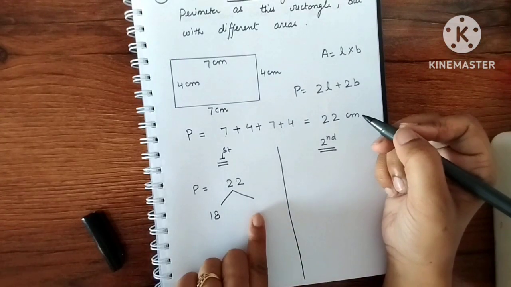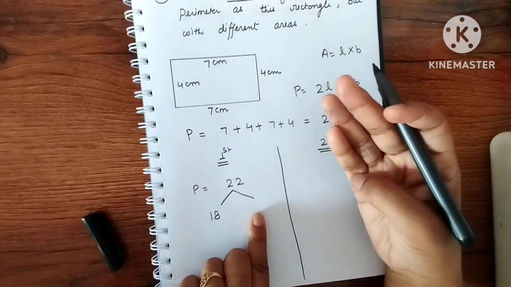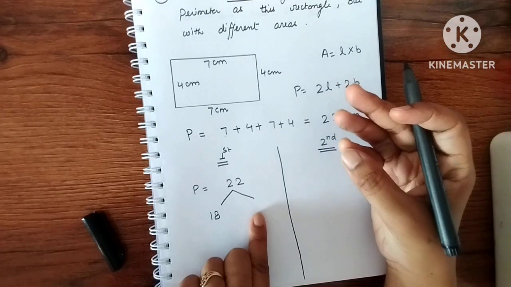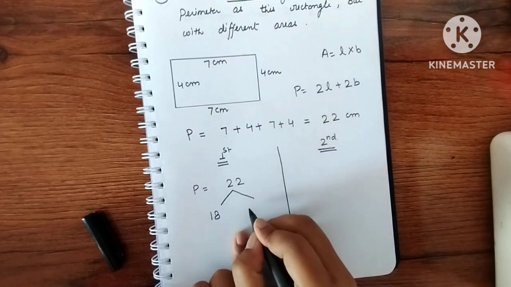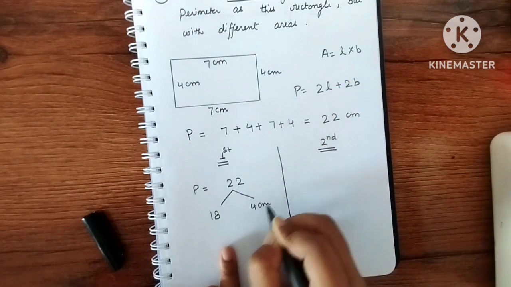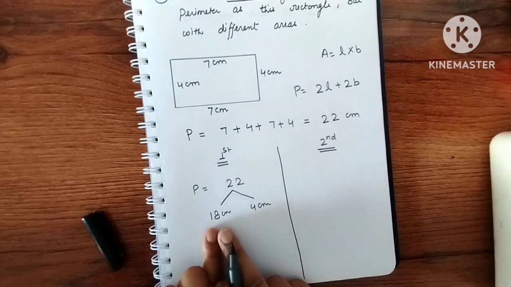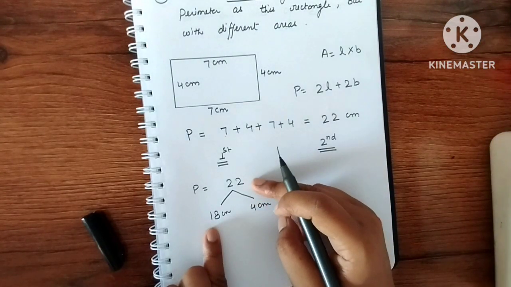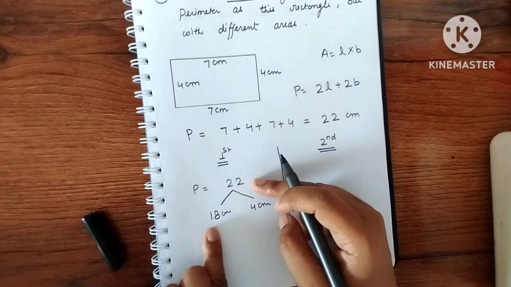What will be the other part? 19, 20, 21, 22. That means 4 centimeter. If you add 18 and 4, you will get 22. Are you getting this thing or not?